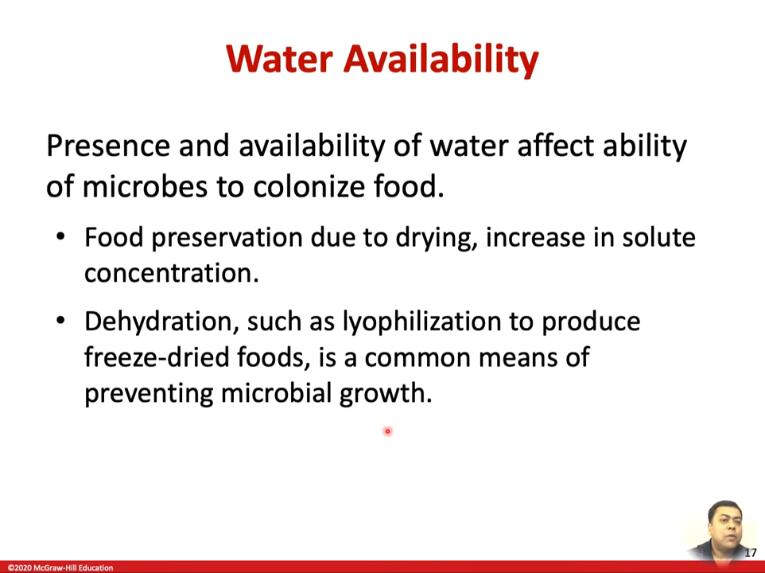So next, what we are looking at is water availability. The water availability determines whether the microbes can grow on the food or not. So usually jam, jelly, and pickle are some examples where the food can be stored for a longer period of time, even if they are rich in sugar, the substrate on which microbes would normally grow.